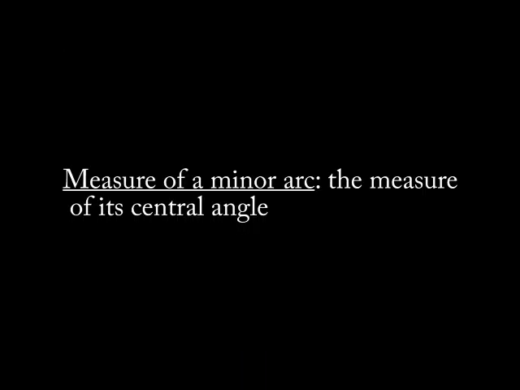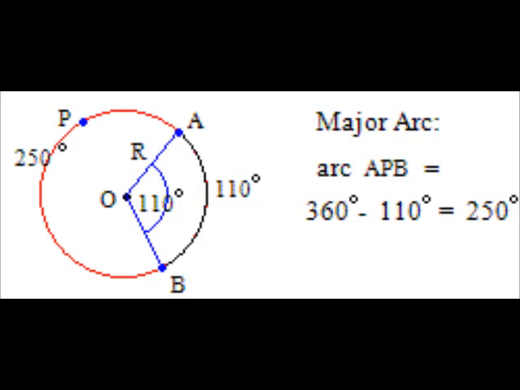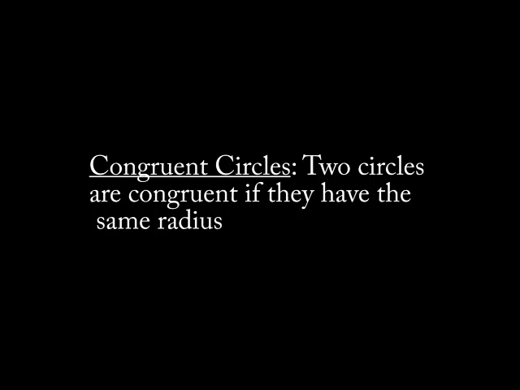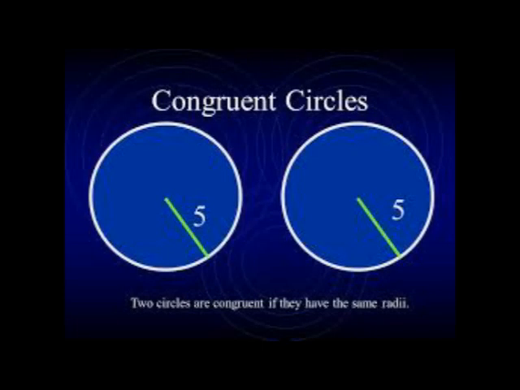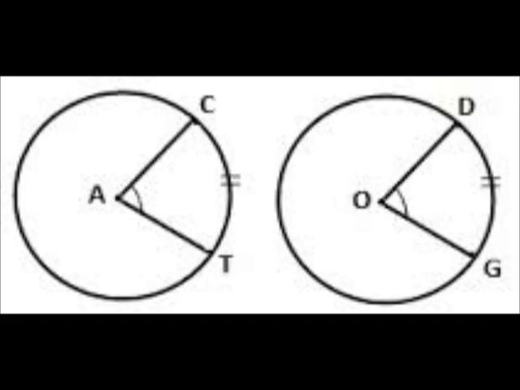Measure of a minor arc, the measure of its central angle. Measure of a major arc, the difference between 360 degrees and the measure of its related minor arc. Congruent circles. 2 circles are congruent if they have the same radius. Congruent arcs. 2 arcs are congruent arcs if they have the same measure and they are arcs of the same circle or of congruent circles.